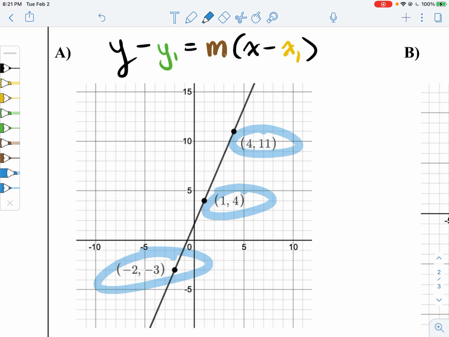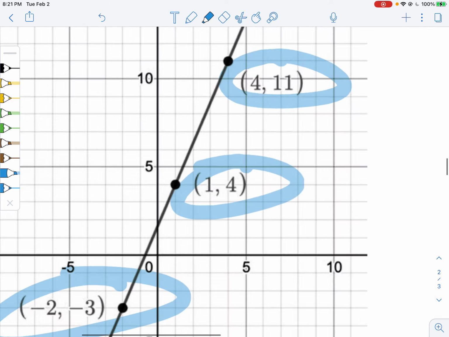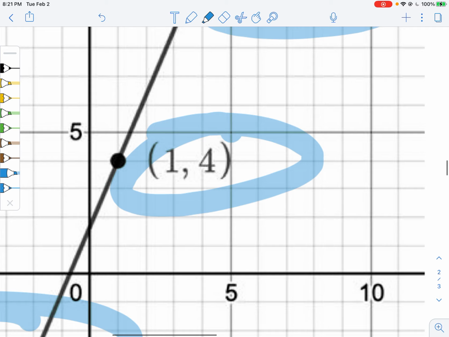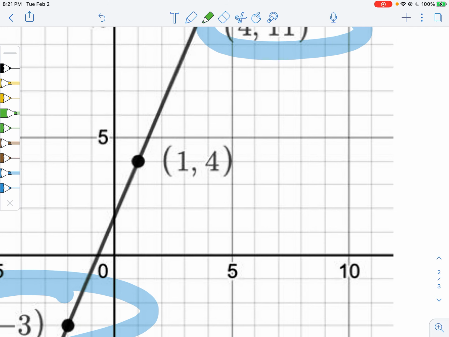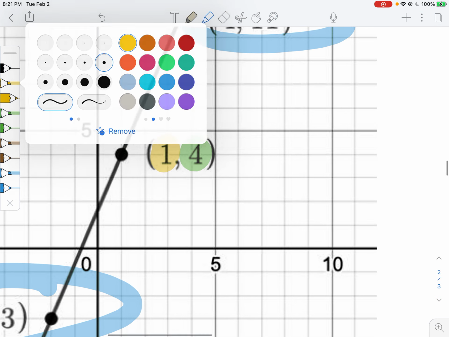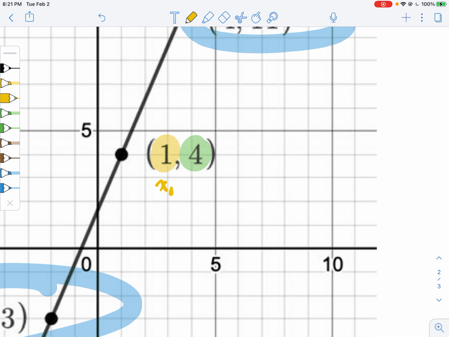Okay, so which point should we use for our graph? Let's use this one. It really doesn't matter. There are 3 correct answers to this. But let's use 1, 4 because those numbers are easiest, and that's really the only reason why I want to use it. Okay, so 1 is going to be our x1, and 4 is going to be our y1, and there's our point. Okay, we've got a point. Now we need our slope.